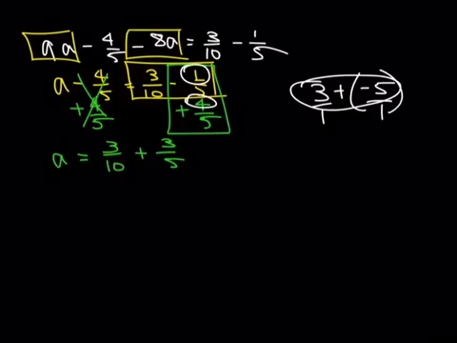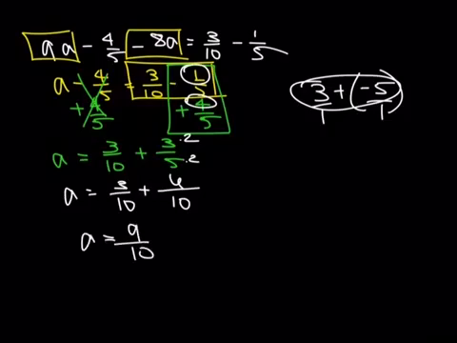Now I can find common denominators. So 3/10, common denominator is 10. What did I do to the 5 to get it to be a 10? I multiplied it by 2. So I multiply the top number by 2. So now I get a equals 3/10 plus 6/10 is 9/10. Okay? So let's keep going here.